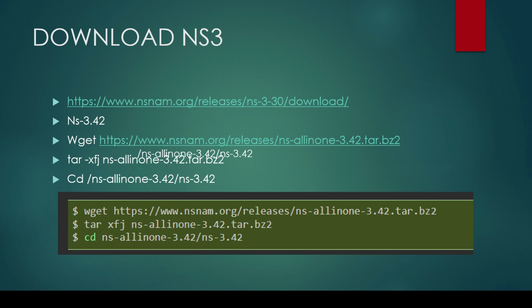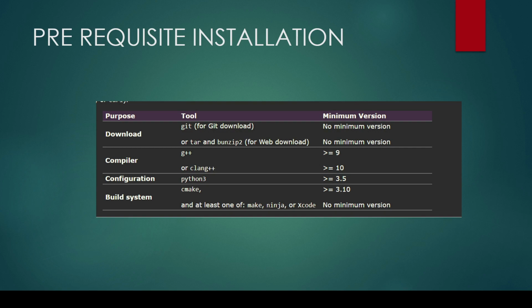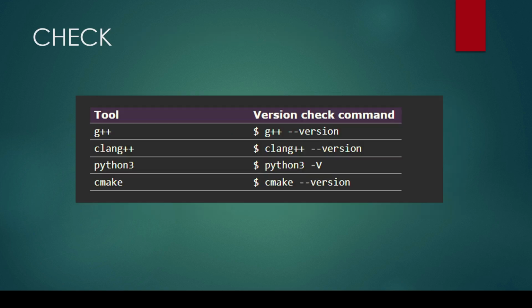In order to download, you have to go to the NSNAM page, the release page. We have a lot of releases over there. Currently it's 3.42. So you get the release and extract the file. Then these are the prerequisites. You have to make sure the G++ or Clang++ version is greater than 9 or 10, and make sure cmake is also installed on your machine.